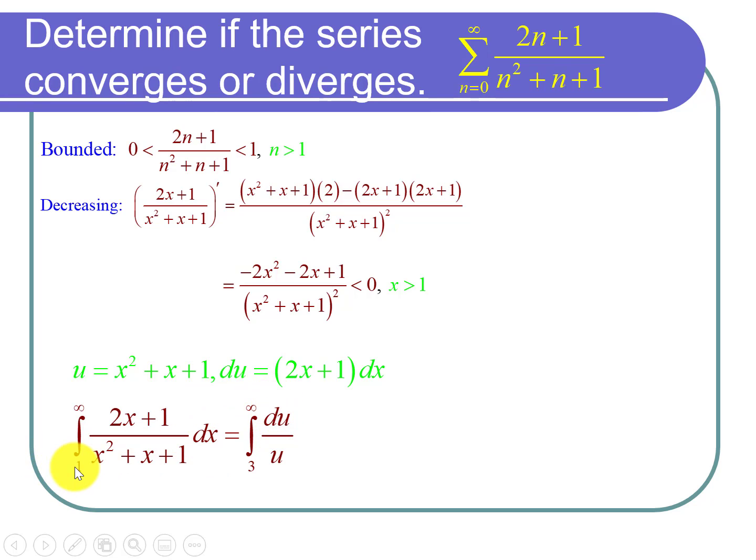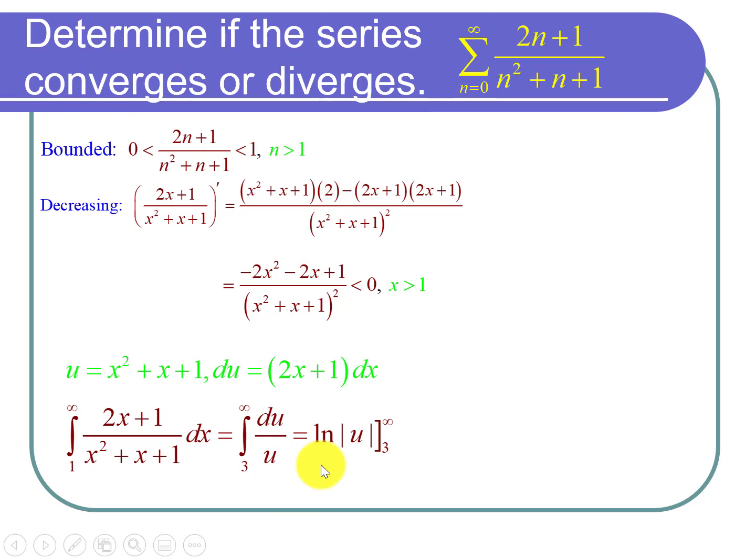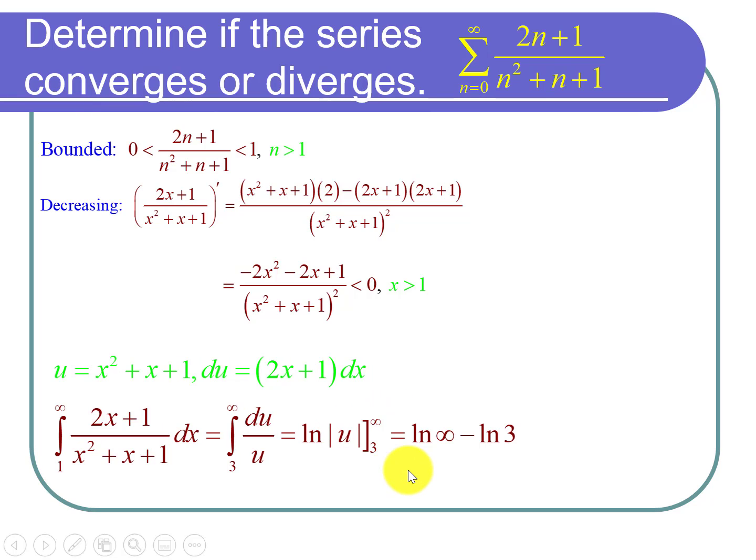And notice if x is 1, 1 plus 1 plus 1 is 3. So I have a 3 down here. And if x is infinity, infinity squared plus infinity plus 1 is also infinity. So we get the integral from 3 to infinity of du over u. Well, that's an easy integral. That's a natural log. So we take the natural log of u from 3 to infinity, and now let's plug in. And what we get is the natural log of infinity minus the natural log of 3.